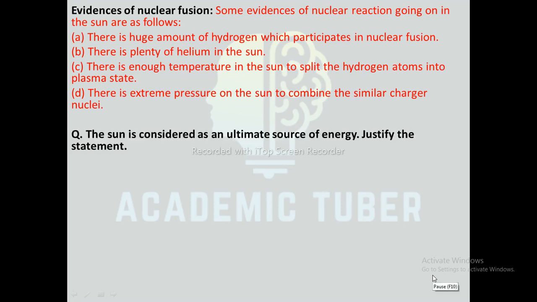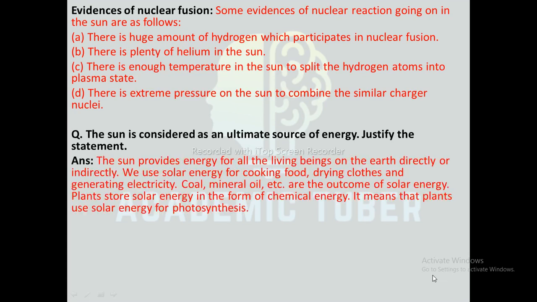Now we are going to discuss one question. The sun is considered as the ultimate source of energy. Justify the statement. The sun provides energy for all living beings on the earth, directly or indirectly. We use solar energy for cooking food, drying clothes, and generating electricity. Coal, mineral oil, etc. are the outcome of solar energy.